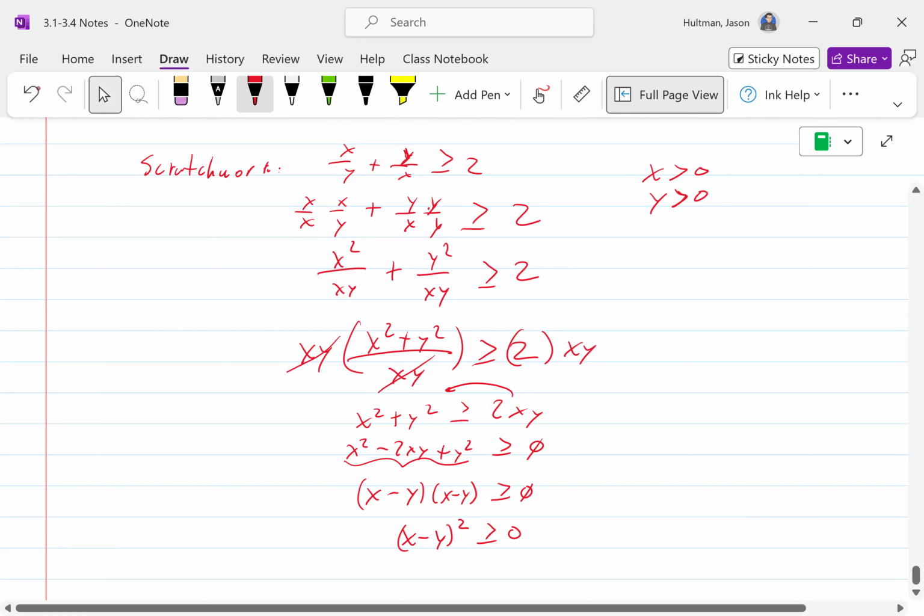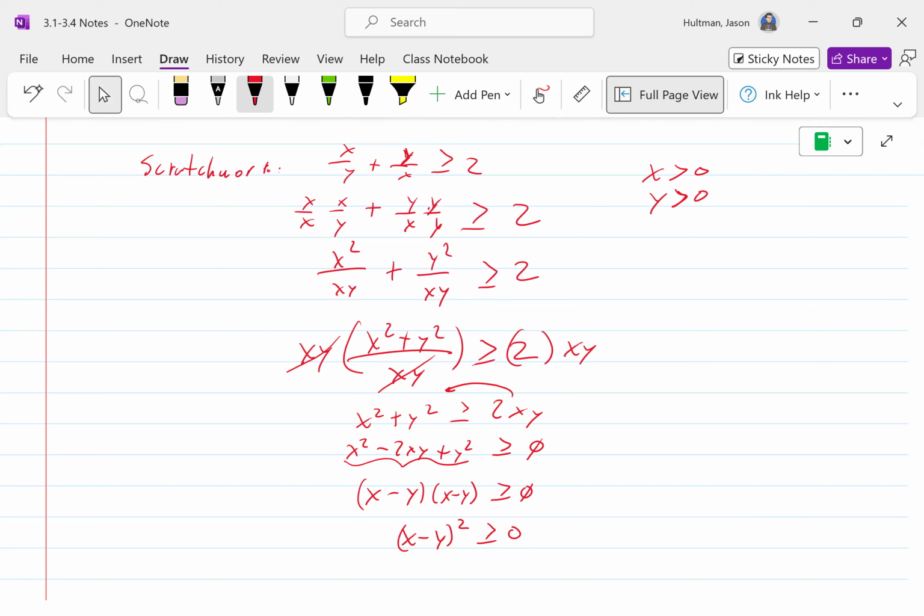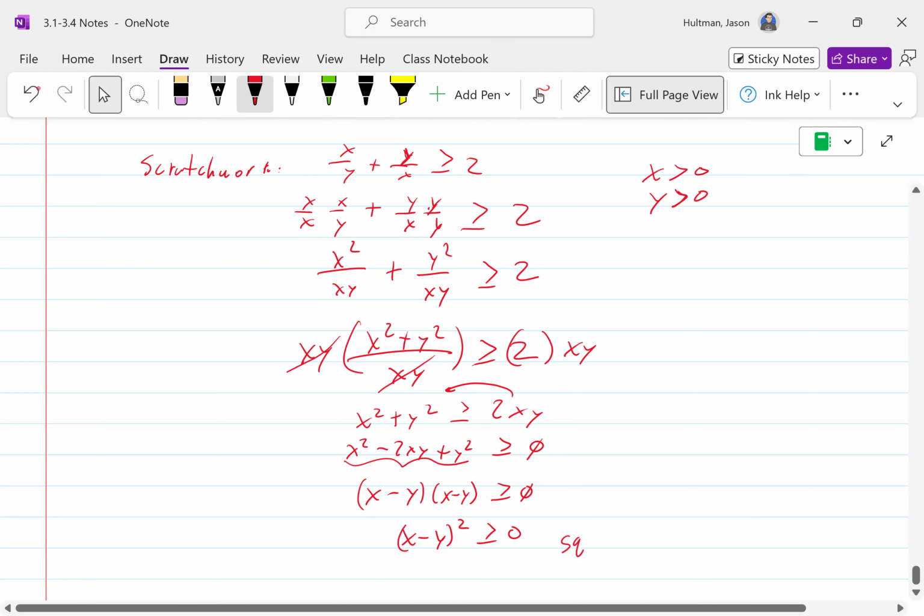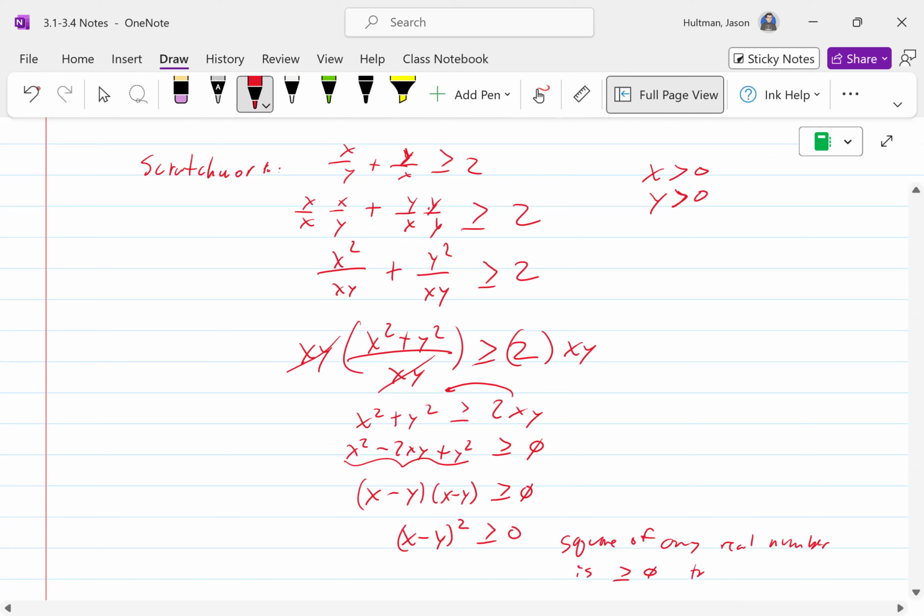I know that's true because any number that's squared, whether it's positive or negative, is going to be greater than or equal to 0. That's one of those 5 assumptions that we could assume back in 3.3, that the square of any real number is greater than or equal to 0. That's a true statement.